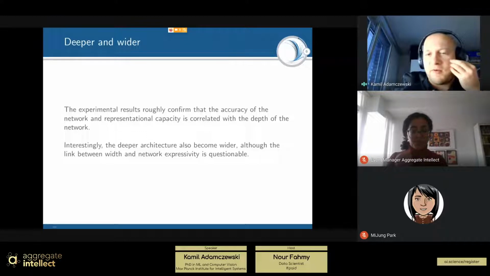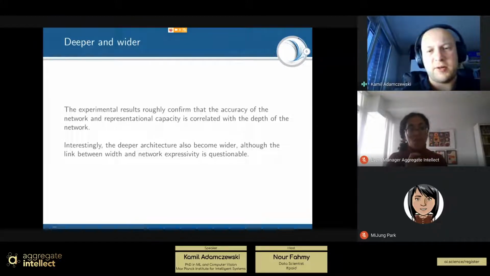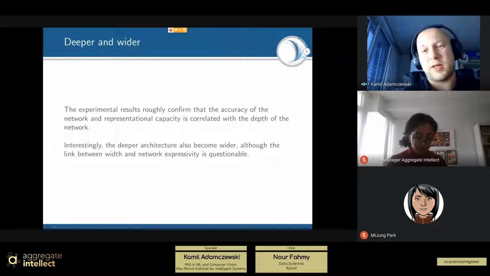As I mentioned before, currently the networks are getting bigger and bigger. They're getting deeper and deeper, and that is why we have deep learning, and that is why the models are better and better. However, those deeper architectures also become wider. And here the link between the network expressivity and the width of the architecture is more tenuous. That's what we're exploring in this work. We are keeping the depth of the neural network. However, we will make the architectures thinner. So we will remove some of the channels from the network.